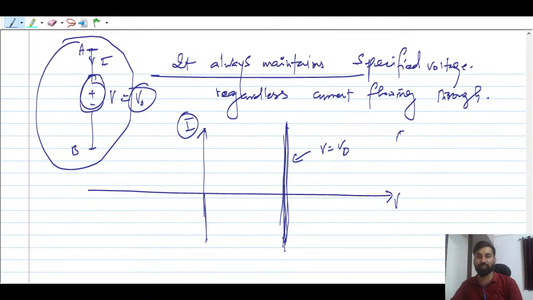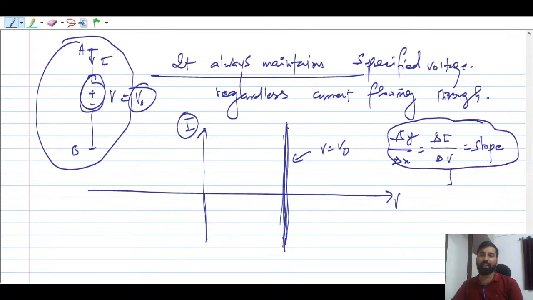Suppose someone asks what is the change in y upon change in x, or you can say the change in current upon change in voltage. This is nothing but the slope, right? And here the slope is infinity.